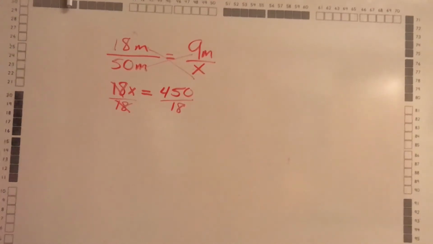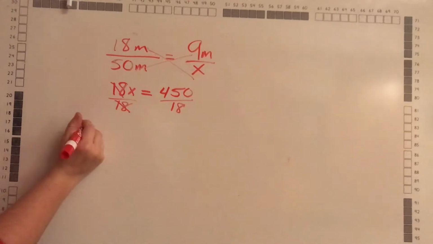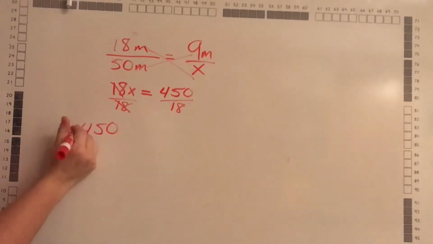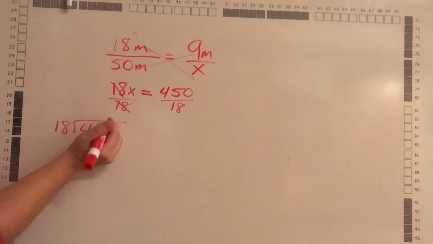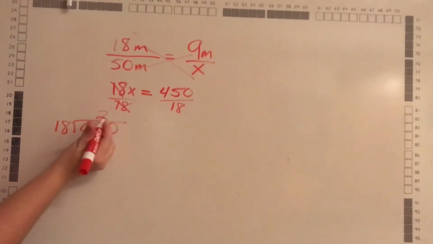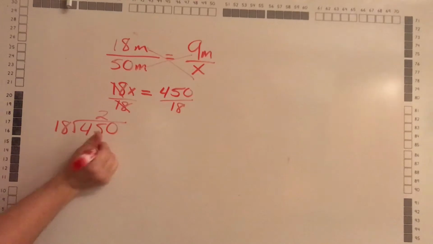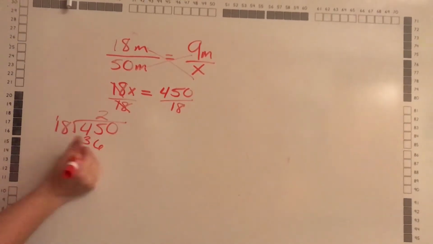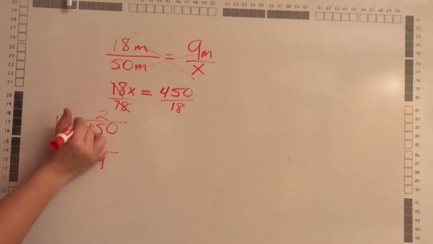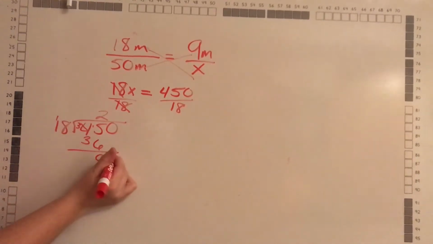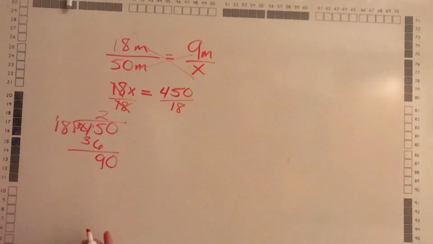So then we're just going to take 450 divided by 18. I don't know why I said 15. 2 times 8 is 16, 2 times 1 is 3, so that gives us 36. 45 minus 36 is 9, it becomes a 90. How many times does 18 go into 90?